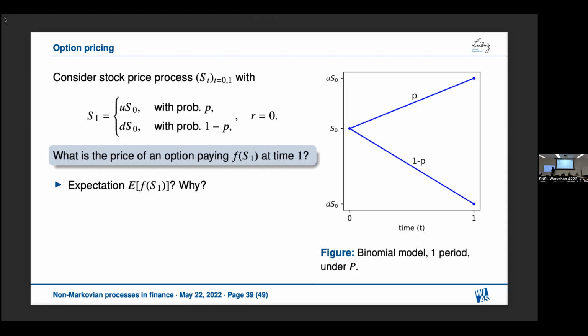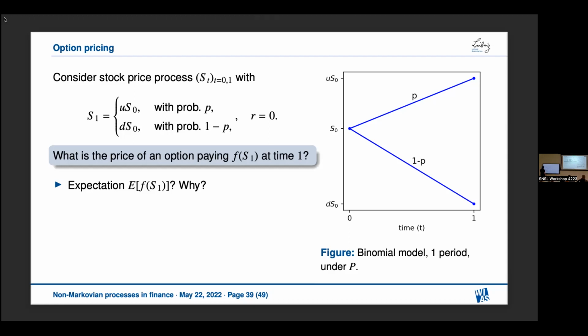And we also have a second, like a bank account. And the bank account moves from 1 to e to the r, and there's no probabilities involved here. This is risk free. Okay.